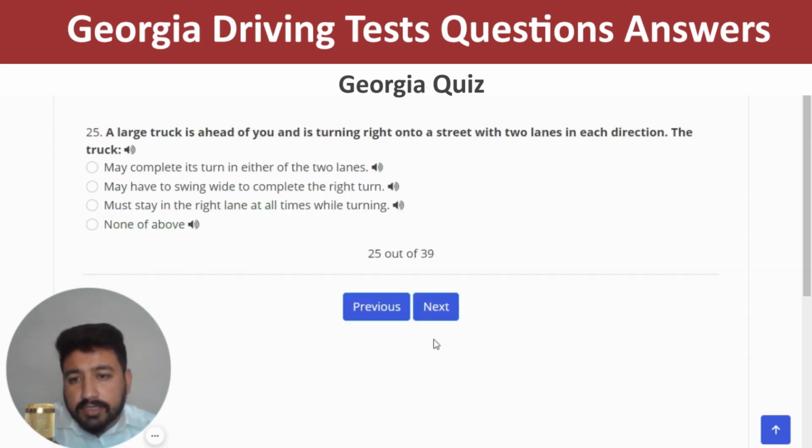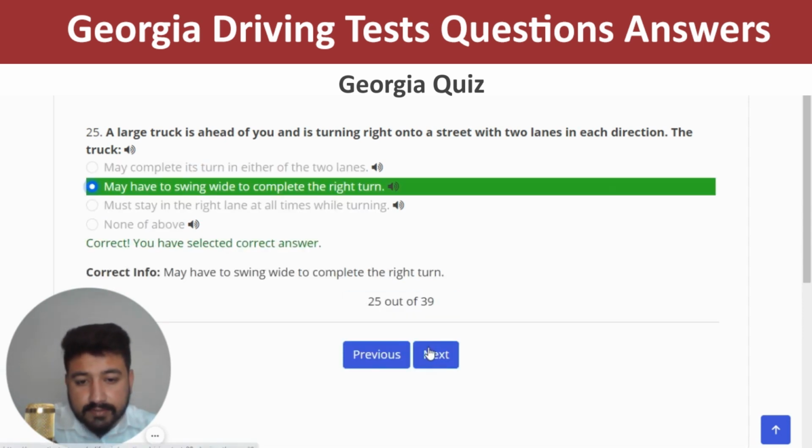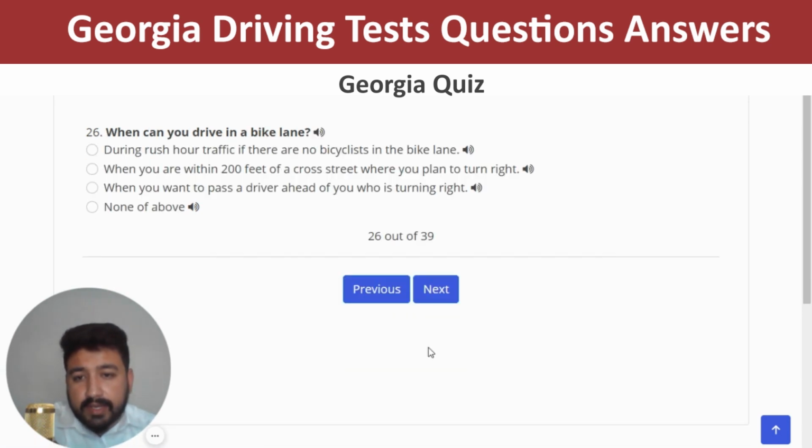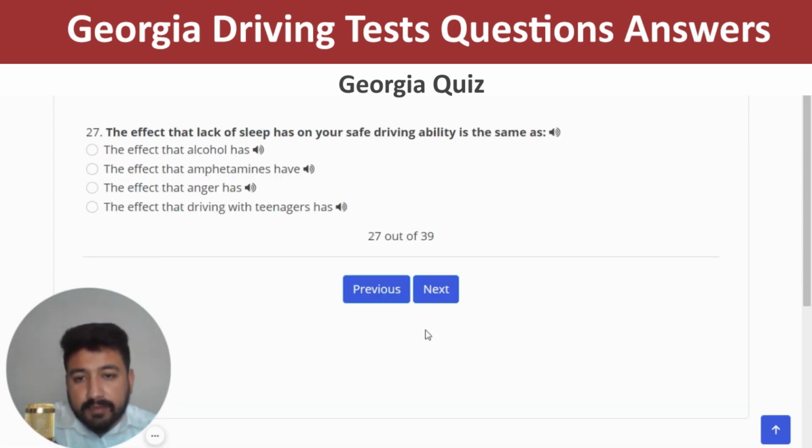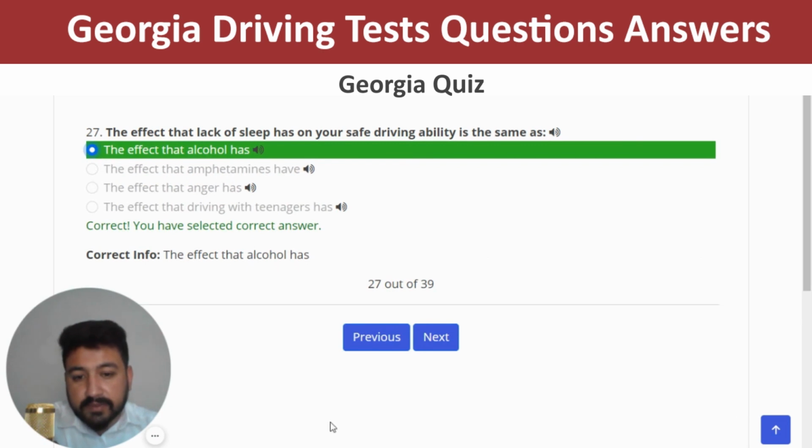And next. A large truck is ahead of you and is turning right onto a street with two lanes in each direction. The truck, the right answer is may have to swing wide to complete the right turn. And next. When can you drive in a bike lane? The right answer is when you are within 200 feet of a cross street where you plan to turn right. So, second option again. Correct? And next. The effect that lack of sleep has on your safe driving ability is the same as the effect that alcohol has. So, the first option is the right one.